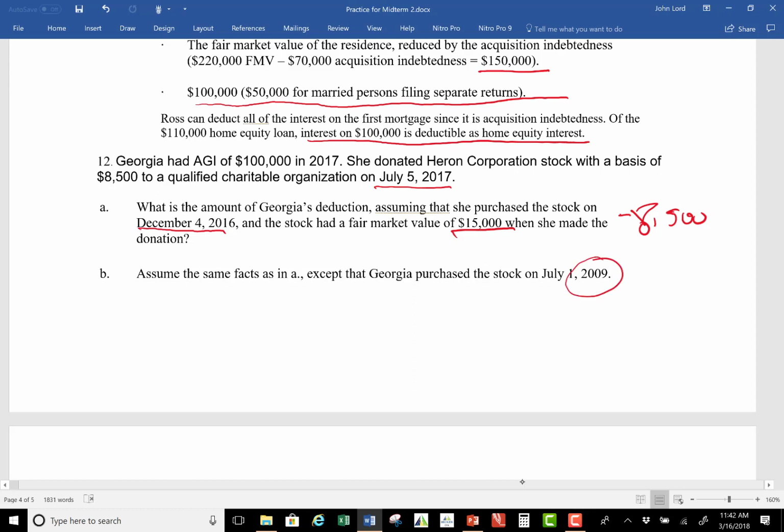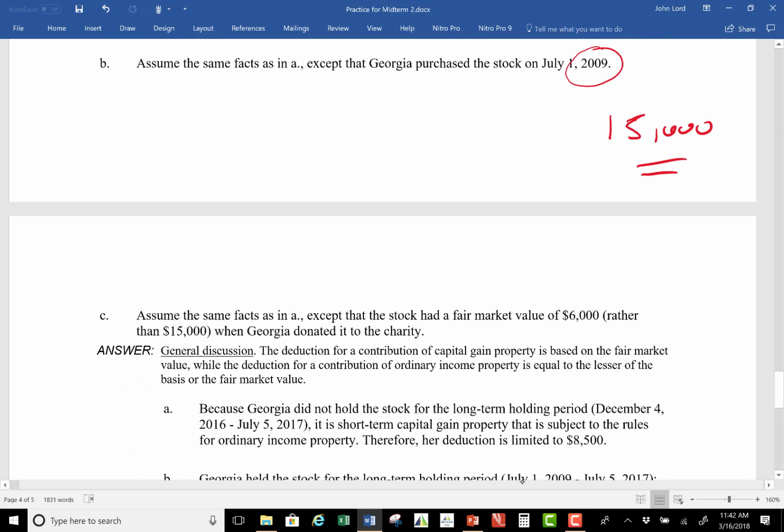Okay, assume the same facts as in A, except that Georgia purchased the stock back in 2009. Now she can take what? Now she can take the 15,000 because it's now treated as a capital gain, and you can take the fair value. Okay, all right, good. C, assume the same facts as in A, except the stock's fair value is 6,000 rather than 15,000. Well, if you have a loss property, then they just let you take whatever that lower fair market value is. And so we would be limited to the 6,000.